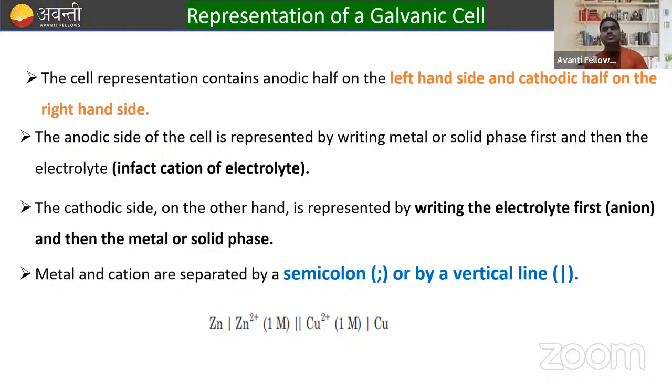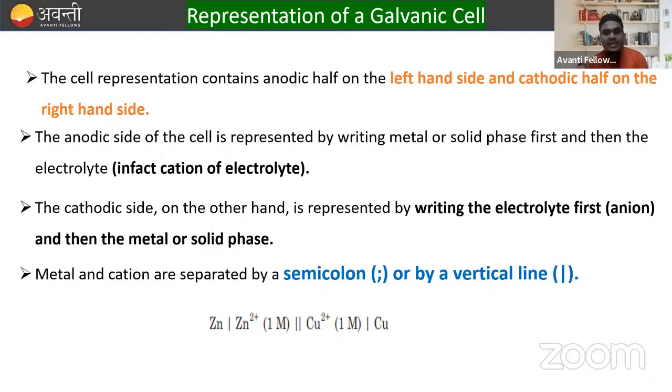Okay. So, how will you represent a galvanic cell? The cell representation contains the anodic half on the left hand side and the cathodic half on the right hand side. So this is the first important note here. The cell representation contains the anodic half on the left hand side and the cathodic half on the right hand side. The anodic side of the cell is represented by writing the metal or solid phase first, and then the electrolyte. In fact, the cation of the electrolyte, right?